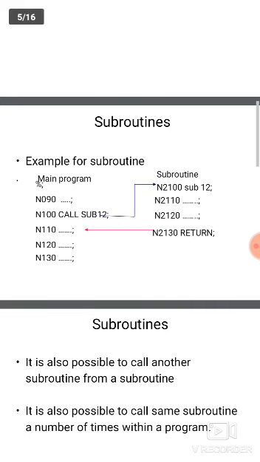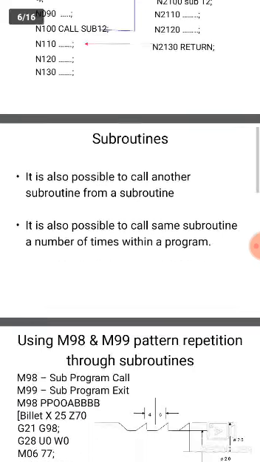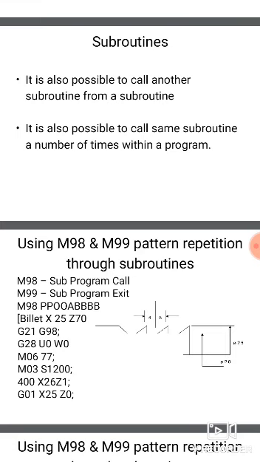It is also possible to call another subroutine from within a subroutine. Another number we can call like N40: suppose I am calling L40, then the called subroutine will be N30, which I should define before that number. It is also possible to call the same subroutine any number of times within the program. Within the program we can call the same number 40 twice also. So that is the definition of subroutines.